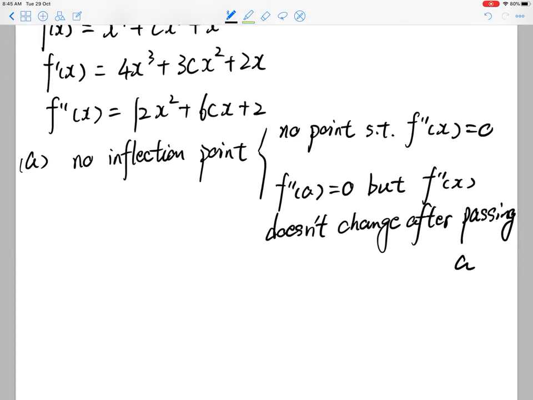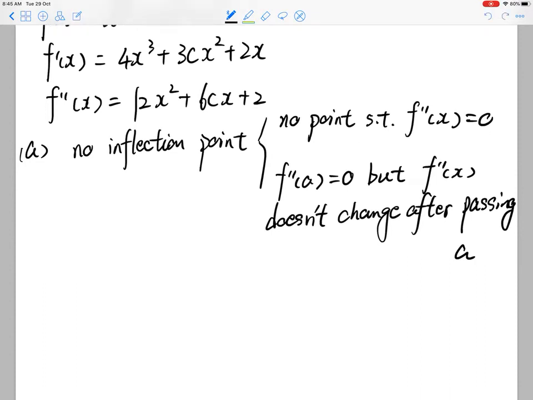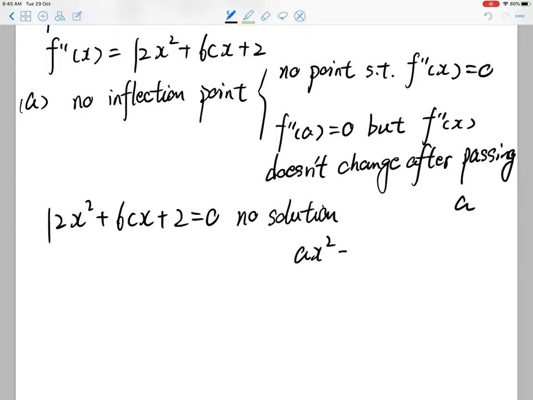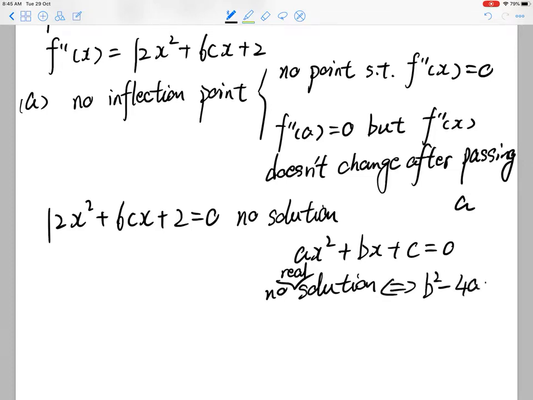Okay, so let's see first. There's no point such that second order derivative equals 0. So the second order derivative is 12x squared plus 6cx plus 2 equals 0. If this has no solution, we know that for a quadratic equation ax squared plus bx plus c equals 0, no solution means no real solution. No real solution means your b squared minus 4ac must be smaller than 0.